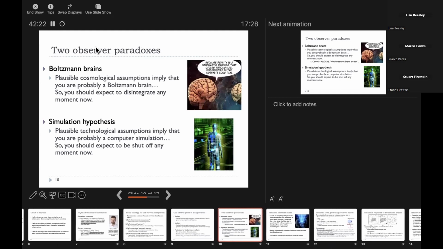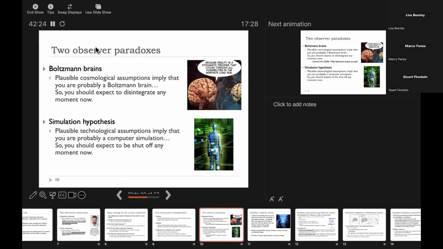Observer paradoxes. They're paradoxes involving observers. Don't read too much into the name. But perhaps you've heard of these before: Boltzmann brains and the simulation hypothesis. I really want to focus on the Boltzmann brain paradox here, but I add the simulation paradox because it's structurally similar and can allow us to understand the view a little bit better.